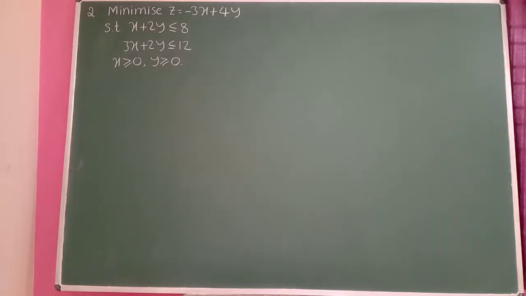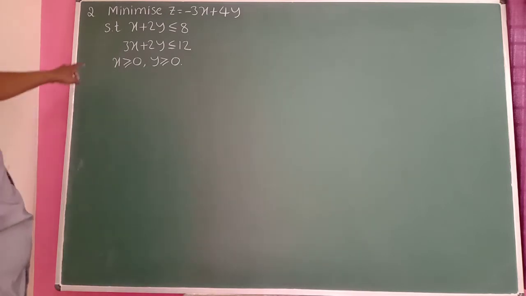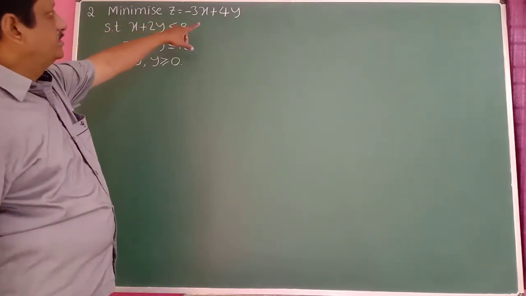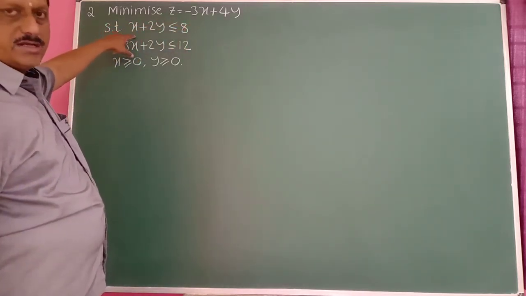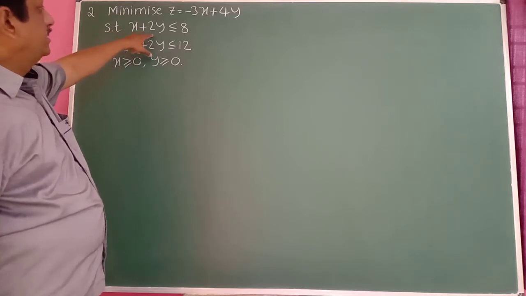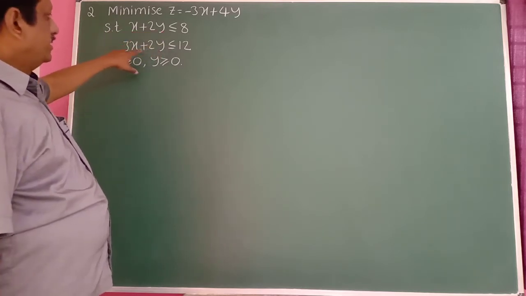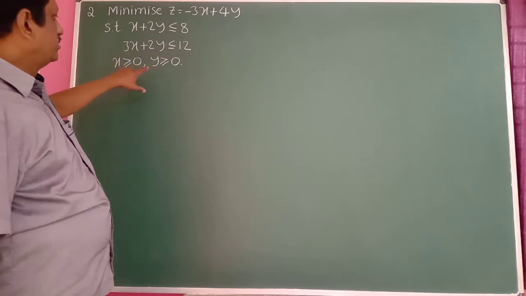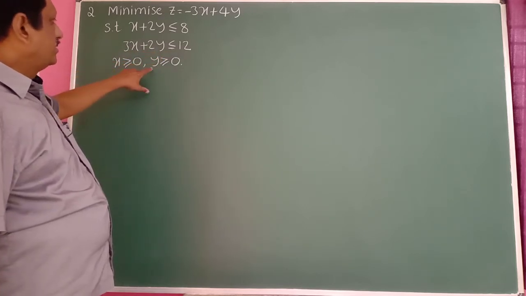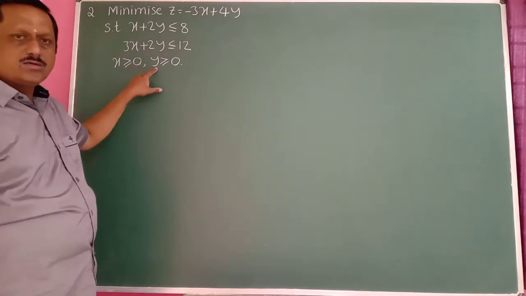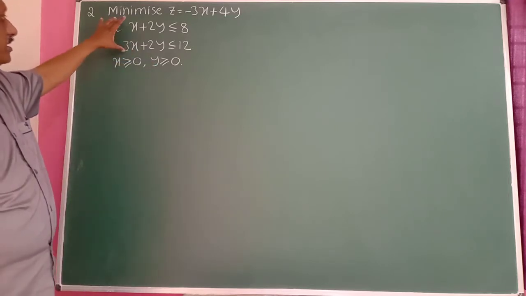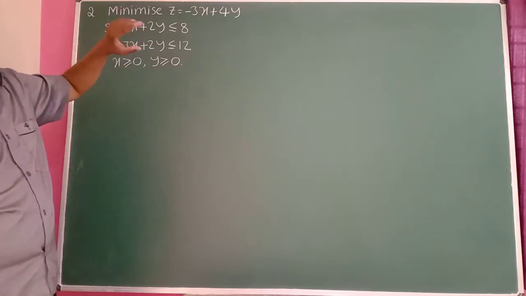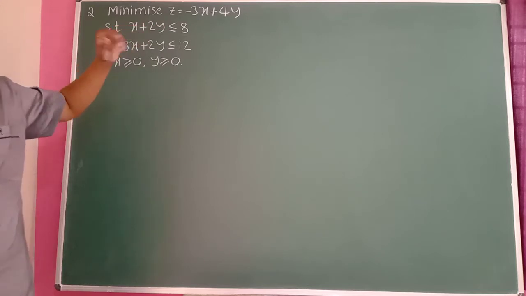So solve the given LPP graphically. Minimize z equal to minus 3x plus 4y, subject to the constraints x plus 2y less than or equal to 8, 3x plus 2y less than or equal to 12, x greater than or equal to 0, y greater than or equal to 0. So taking equations, find the points passing through these two lines here.